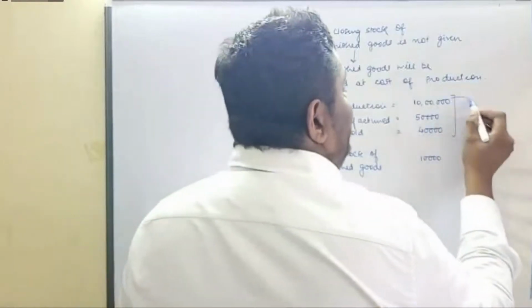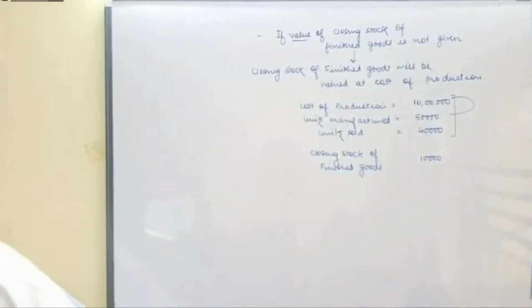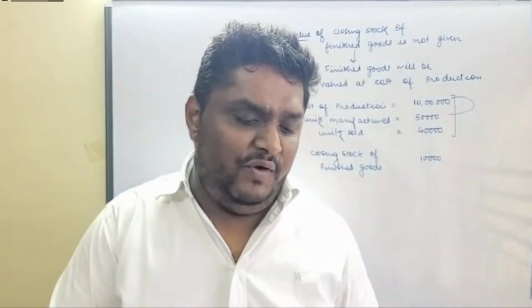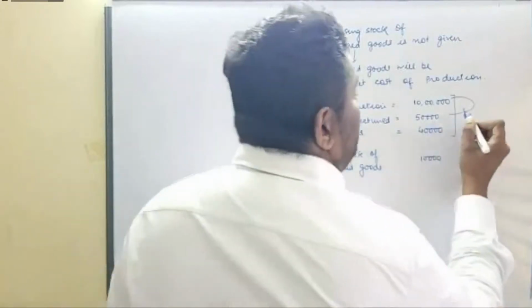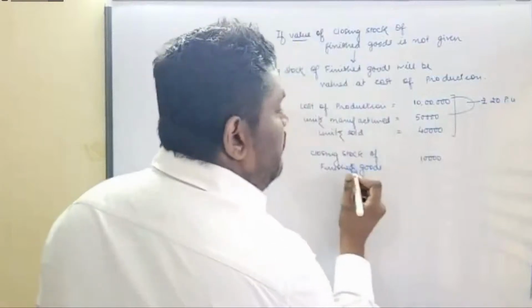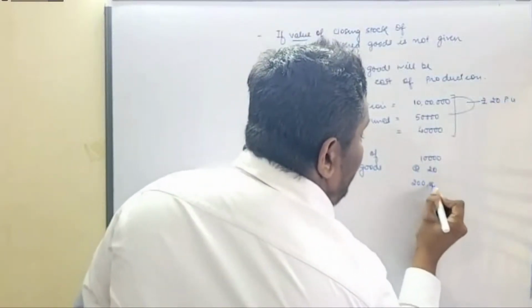Then in that case, we will calculate the per unit cost of production. My total cost of production is 10 lakh divided by 50,000. So the cost per unit is rupees 20 per unit. So the value of finished stock will be 10,000 into 20, which is 2 lakh.